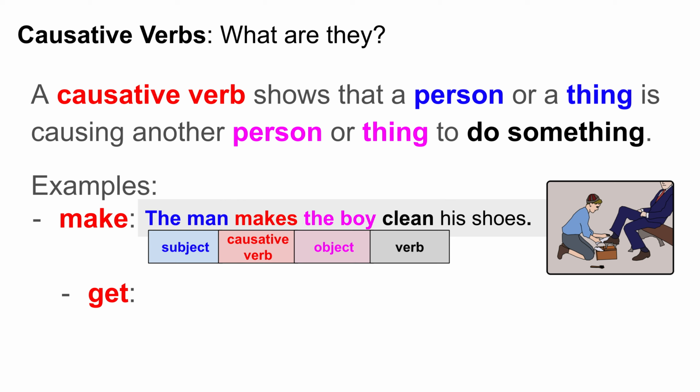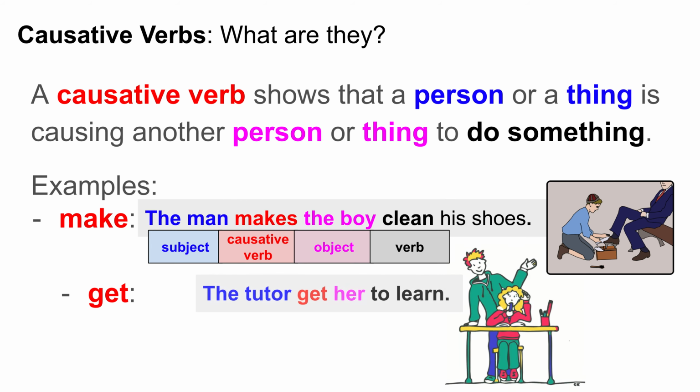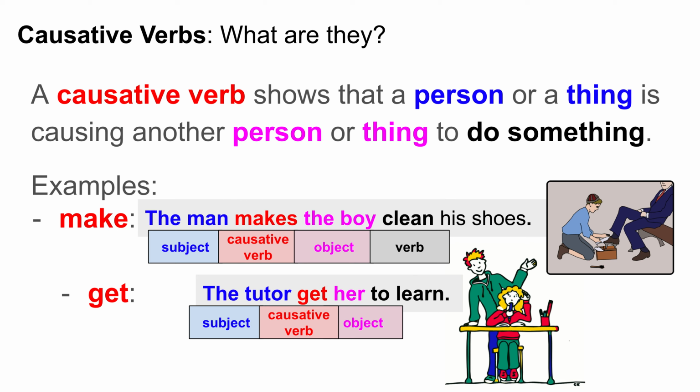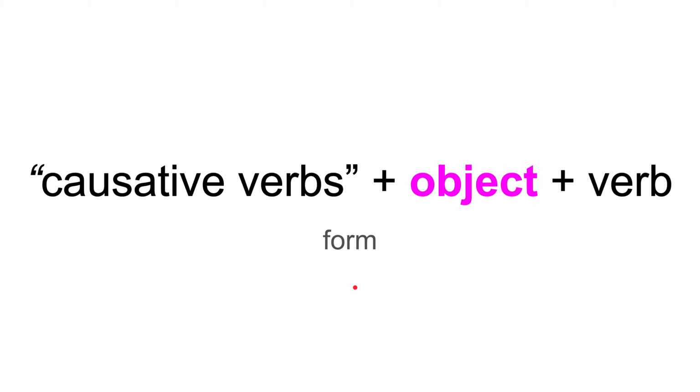Okay, let's look at another example with get. Here we have the tutor gets her to learn. So the tutor is the subject, the causative verb is get, the object is her, and the infinitive is to learn. So what we are learning from this is that the tutor, that is the subject, is drawing the learning action from the girl, that is her. So let's move on now and look at the form of causative verbs.